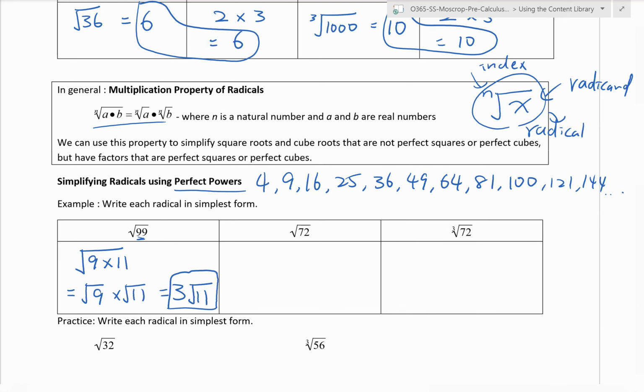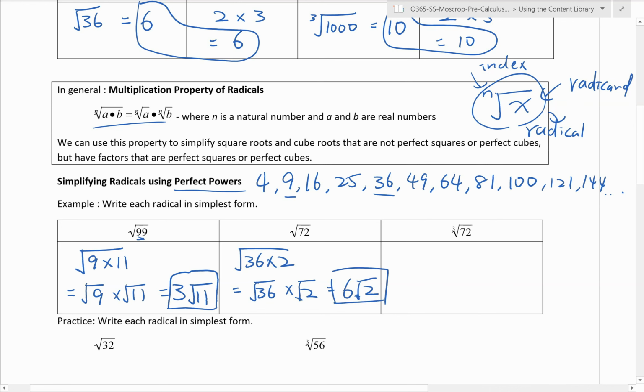So the final answer to simplify this radical is 3 root 11. Second example, root 72. This is the one I mentioned earlier, and we actually have more than one factor here among these perfect powers. 9 is definitely a factor of 72, but we could do better. 36 is also a factor, and it's actually bigger than 9. So in this case, we're going to use 36. Then 72 is the same thing as 36 times 2. Again, we can break this into two radicals: root 36 times root 2, and we know root 36 is 6, so this is simply 6 root 2, and that's it.